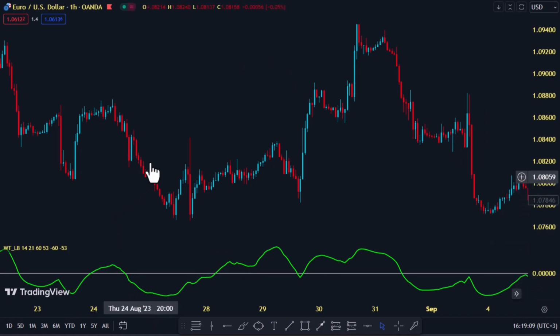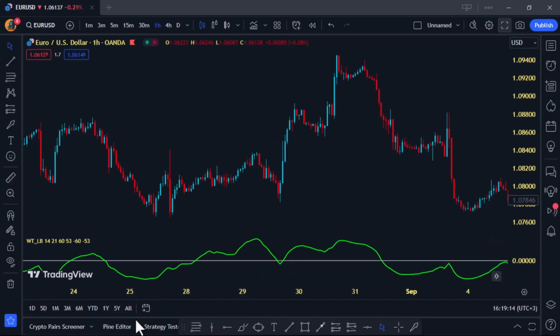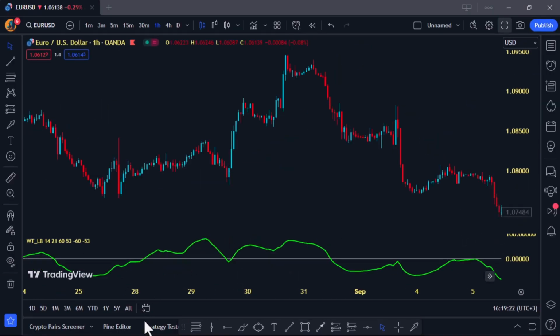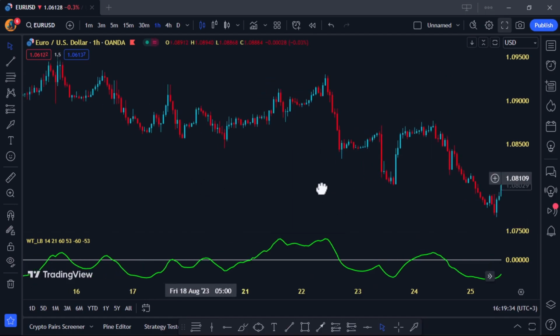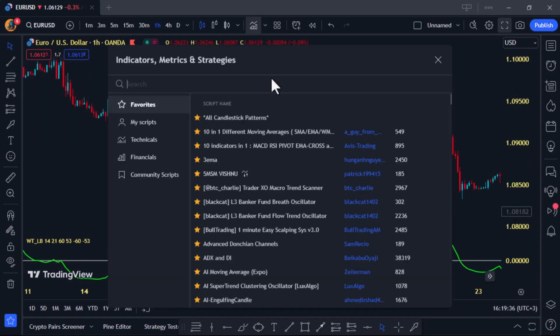Why? Well, sometimes, like in this example, it can give us the wrong sell signal when the market is going up. And in other situations during a sideways market, it can give us too many signals. That's where filters come in handy. So let's add the MACD indicator to our strategy.